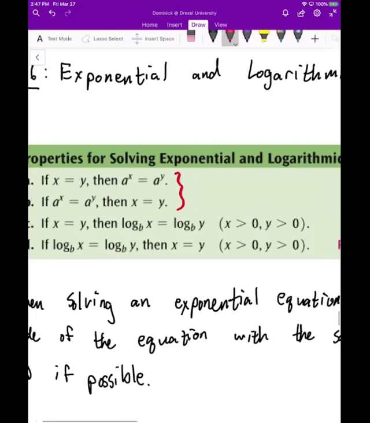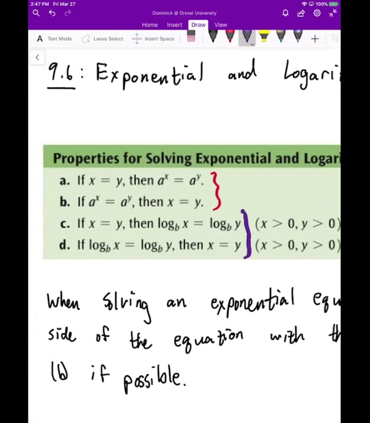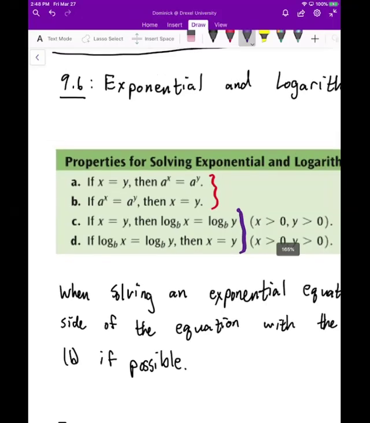And then similarly, in these other two, these are what we'll use to solve logarithmic equations, and really we'll use property D, and that says that if you have log of something is equal to log of something, then the two somethings, in this case x and y, would have to be equal.